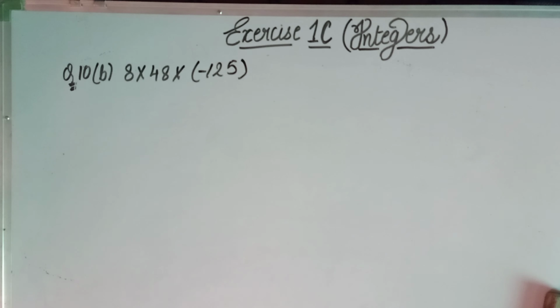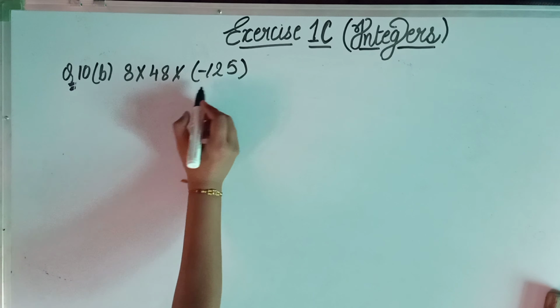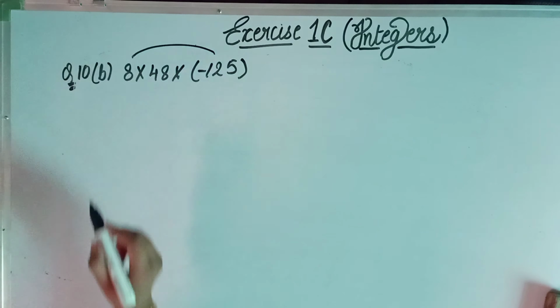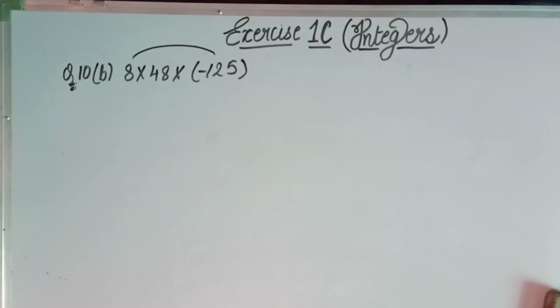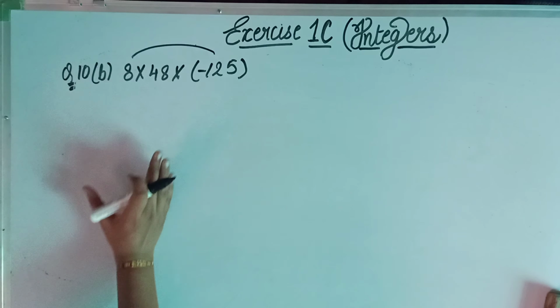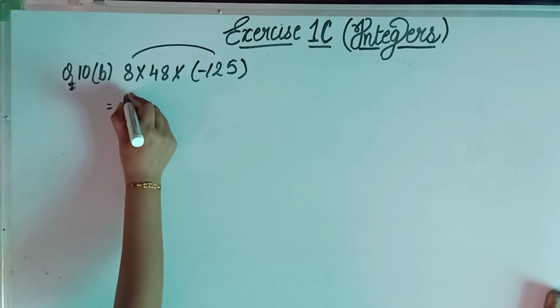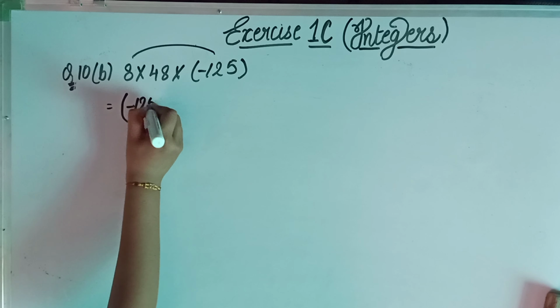Okay, so how are we going to multiply? You have to make groups in such a way that you get the greater number of zeros. Now we know that if we make a group of 125 with 8, then we will get 3 zeros. So here we are going to use this number and put it in one bracket. So minus 125 into 8.